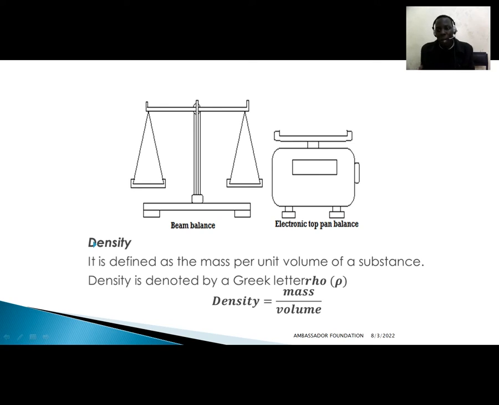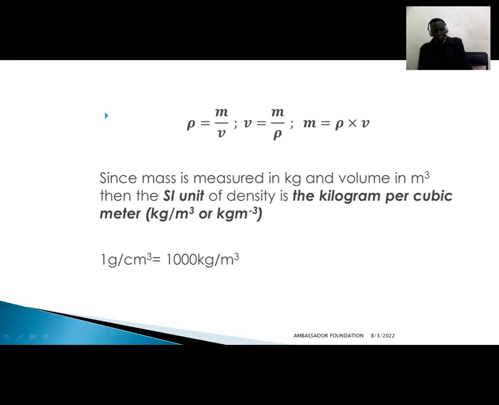How did we come up and say that the SI unit is kilogram per meter cubed? We picked the SI unit of mass and the SI unit of volume, then mass over volume is kilogram per meter cubed. Also, it can be represented in grams per centimeter cubed. Now, 1 gram per centimeter cubed is 1000 kilogram per meter cubed. If you have 1 gram per centimeter cubed and you want to convert to kilogram per meter cubed, you simply multiply by 1000.